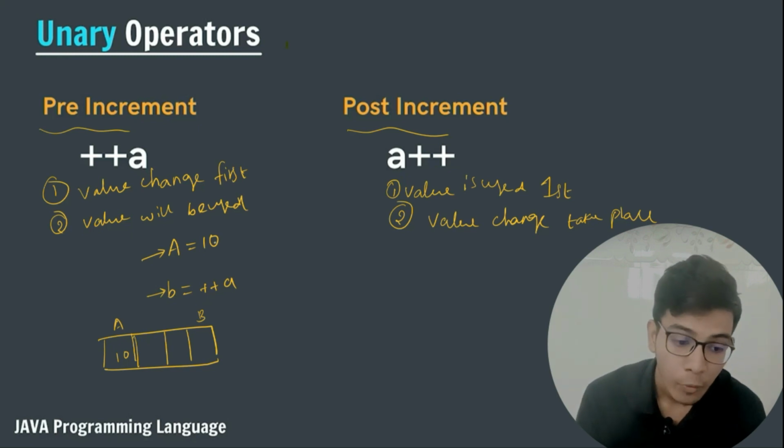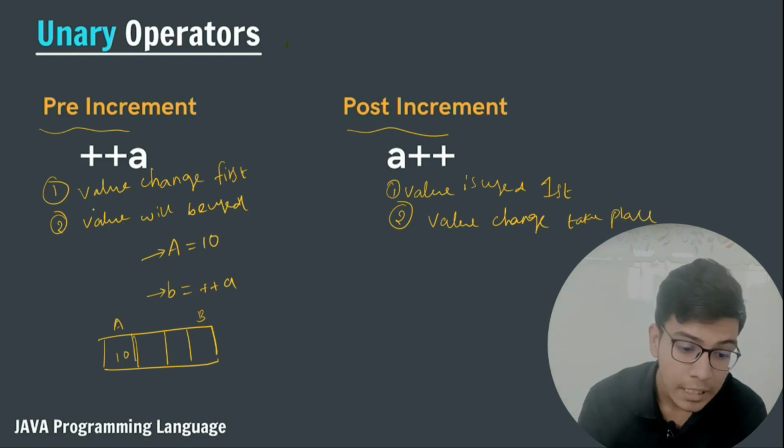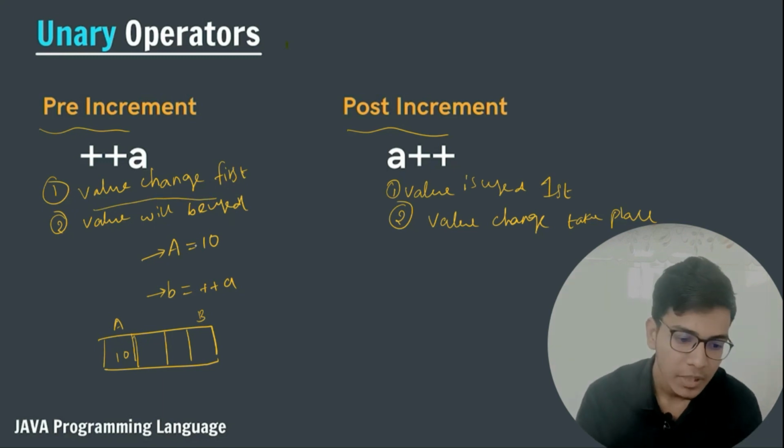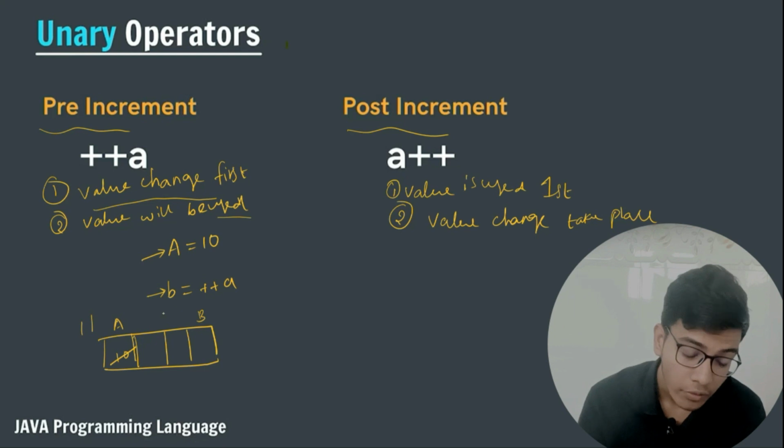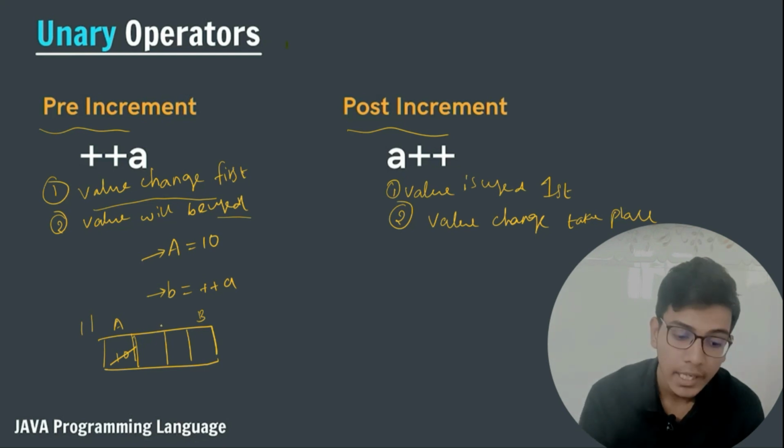Here, remember what is the first statement? Value change will take place. It means that the value of 10 will become 11 first. After that, it is used. So after changing the value of a, the b value will take place. That is a is equals to a plus 1, right? So 11 will be assigned after the change in the value of a.